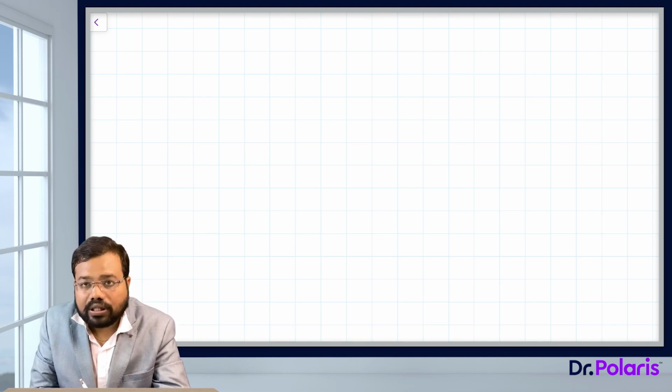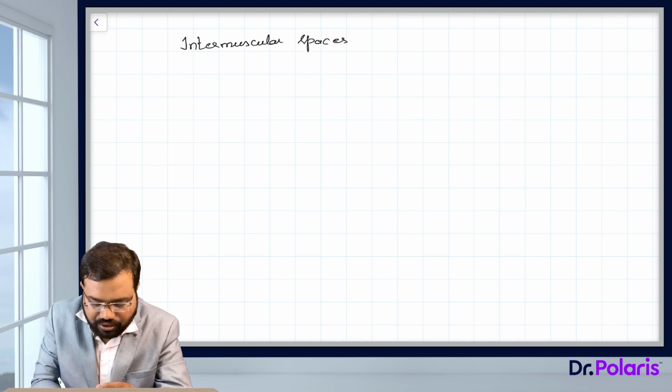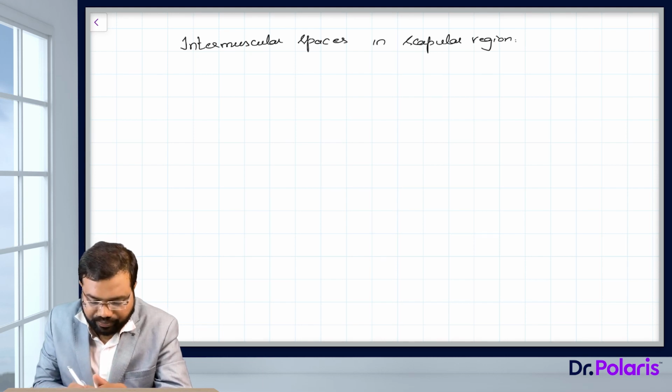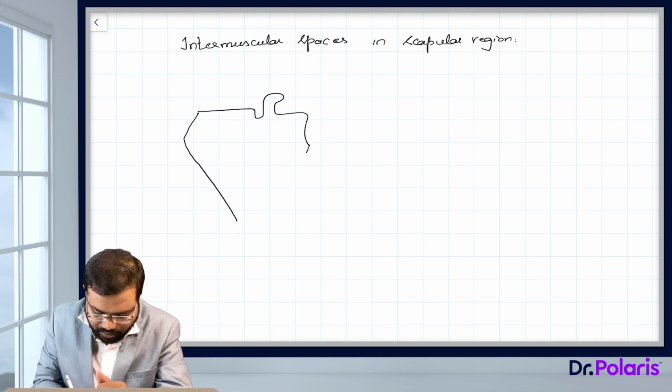Between one muscle and another muscle there are some spaces, and these spaces are present in the scapular region. So the heading now is intermuscular spaces in the scapular region. Now, what are those intermuscular spaces, and which boundaries form them? Let's see. Let's imagine this is a posterior view of the scapula with its projections here. This is the posterior view, okay?